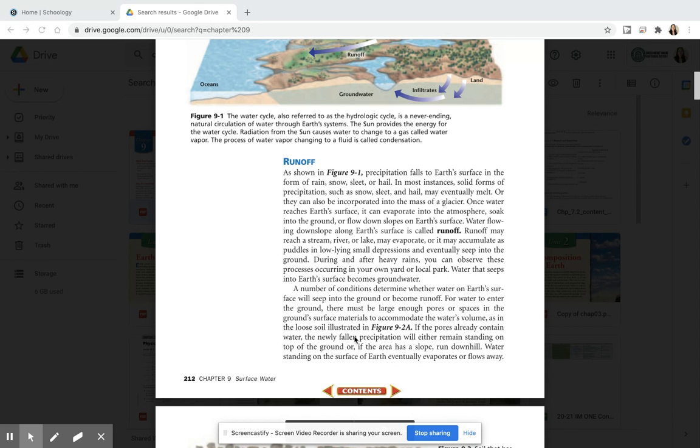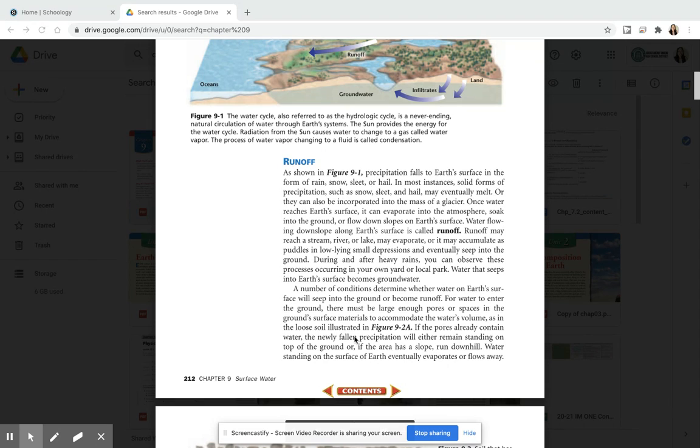Once water reaches Earth's surface, it can evaporate into the atmosphere, soak into the ground, or flow down slopes on Earth's surface. Water flowing downslope along Earth's surface is called runoff. Runoff may reach a stream, river, or lake, may evaporate, or in many cases accumulate as puddles in low-lying small depressions and eventually seep into the ground. During and after heavy rains, you can observe these processes occurring in your own yard or local park. Water that seeps into Earth's surface becomes groundwater.